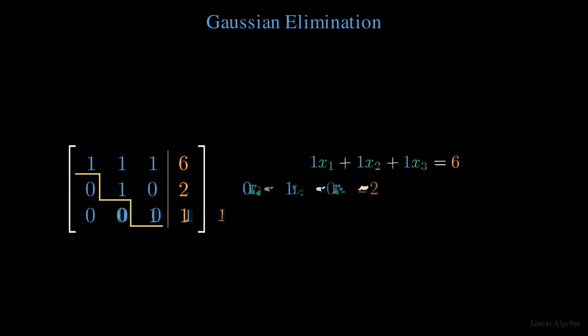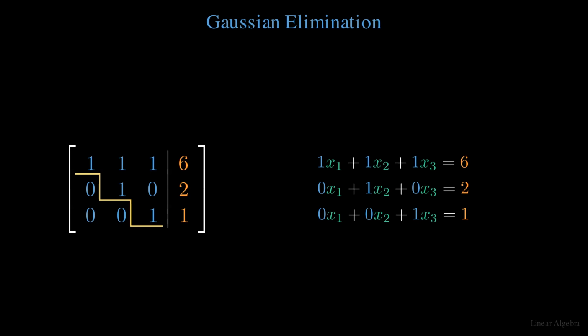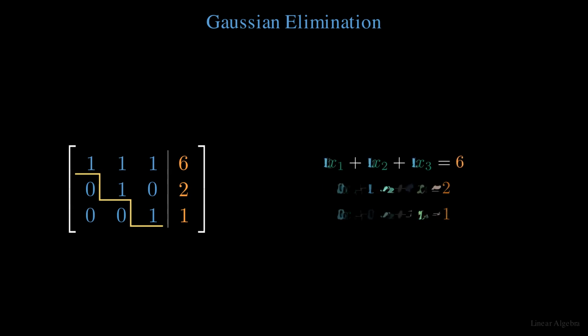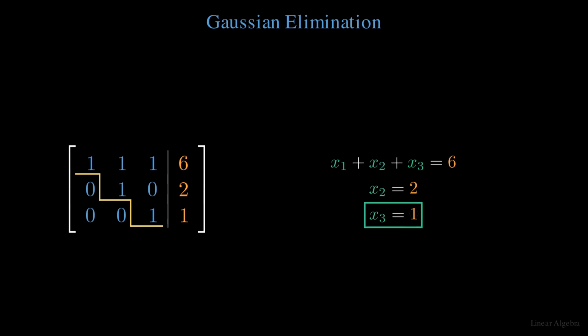Time to harvest. Let's translate the staircase back into equations, writing every coefficient, including the zeros. And now watch the zeros do their job, term after term simply vanishes. What is left is triangular, just as planned. The last equation hands us x3 directly, x3 equals 1. The second equation is just as generous, x2 equals 2.